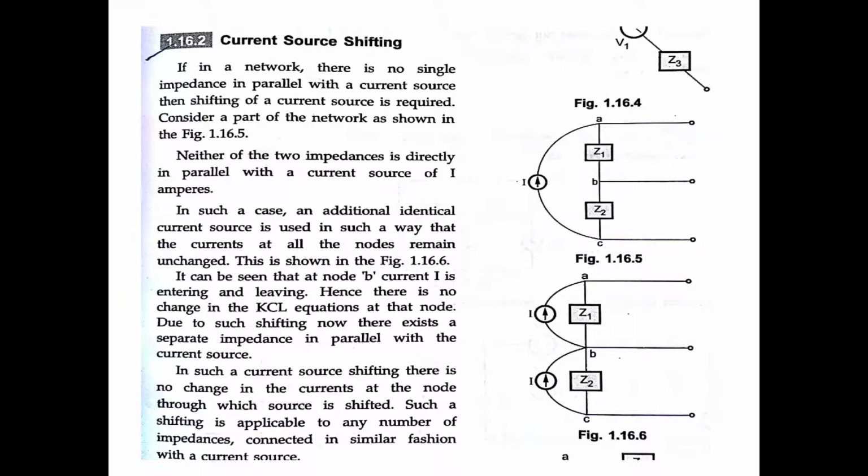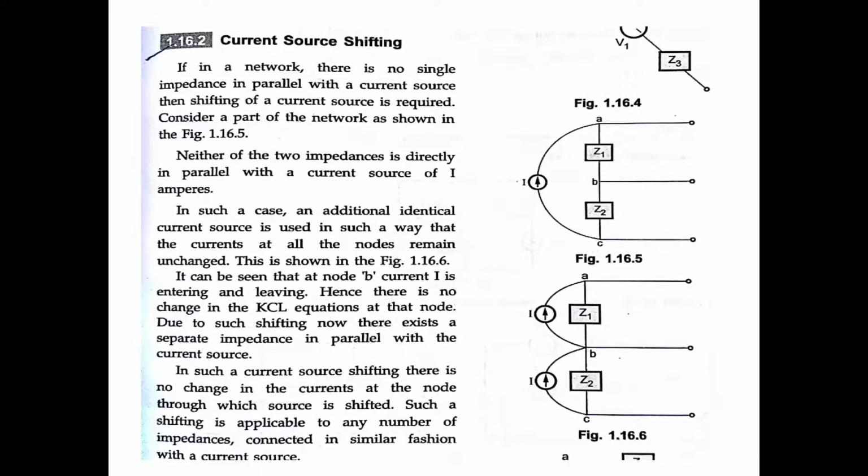Then current source shifting. Here also we have Z1 and Z2 with nodes A and B, and node C. If in a network there is no single impedance in parallel with the current source, then shifting of the current source is required. There is no independent single impedance in parallel with the current source. Z1 and Z2 are connected at nodes A and B, and node C is connected. Neither of the two impedances is directly in parallel with the current source I amperes.